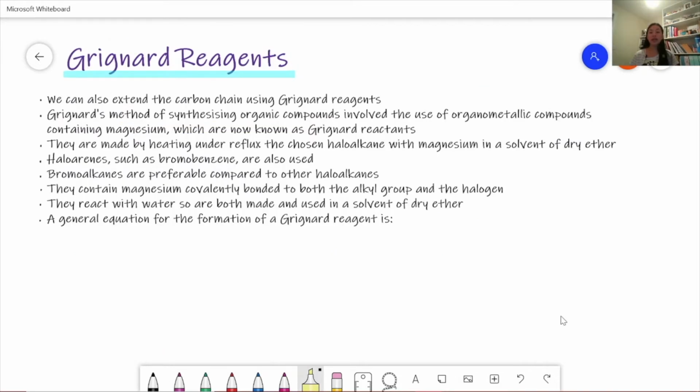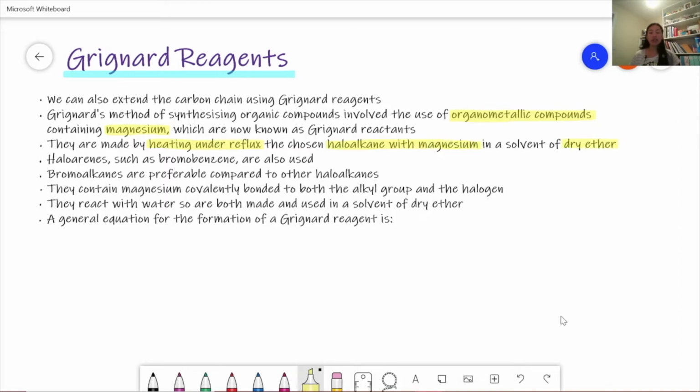Now we're going to look at Grignard reagents. So we can also extend the carbon chain using these Grignard reagents. And Grignard's method of synthesizing organic compounds involved the use of organometallic compounds which contained some magnesium. And these are what we know now as Grignard reagents. And they're made by heating under reflux the chosen haloalkane with magnesium in a solvent of dry ether.